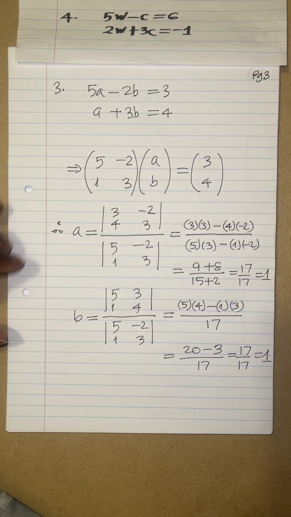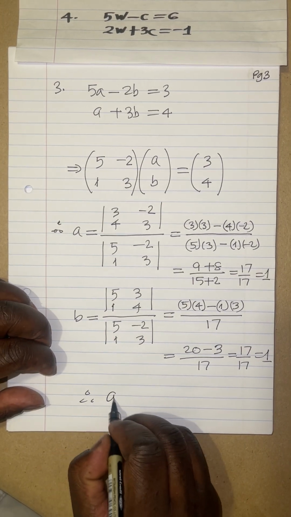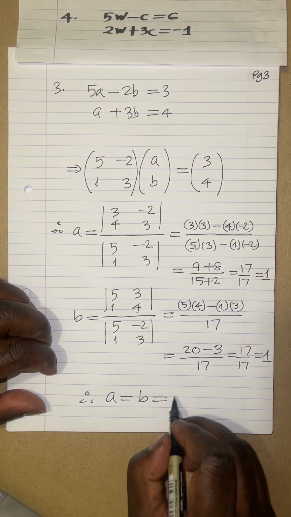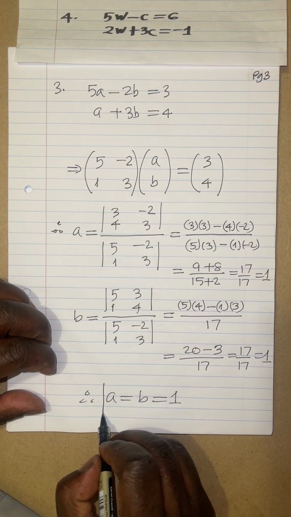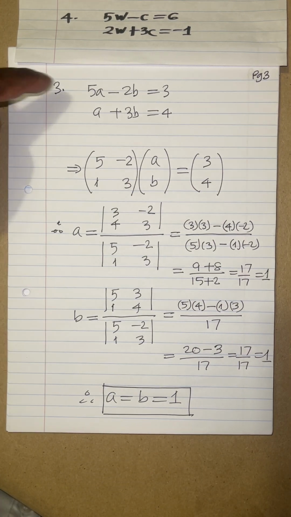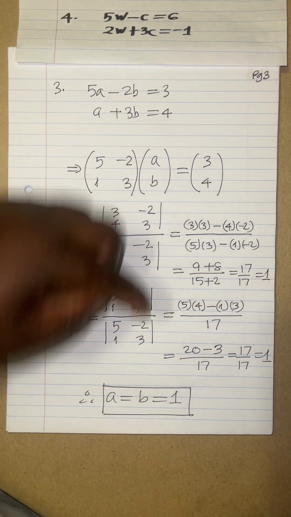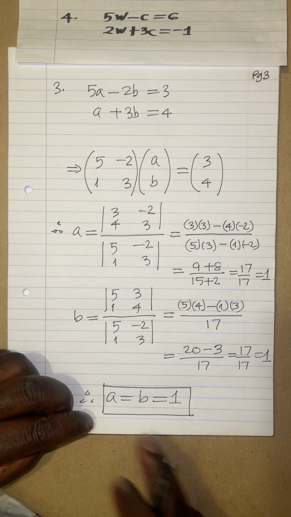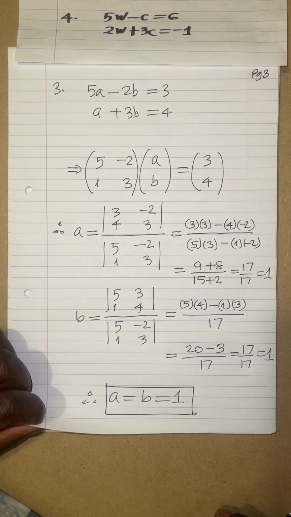So what are we saying basically? We're saying therefore a is equal to b is equal to 1. These two have the same value of 1. Now again, you can put 1 where there's a, put 1 where there's b, and convince yourself that our solution here is correct.